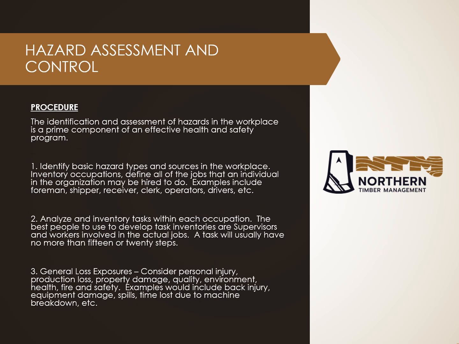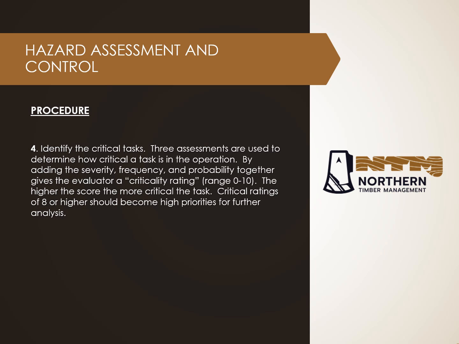Procedure. The identification and assessment of hazards in the workplace is a prime component of an effective health and safety program. Identify the critical tasks. Three assessments are used to determine how critical a task is in the operation. Adding the severity, frequency, and probability together gives the evaluator a criticality rating, range 0 to 10. The higher the score, the more critical the task. Critical ratings of 8 or higher should become high priorities for further analysis.